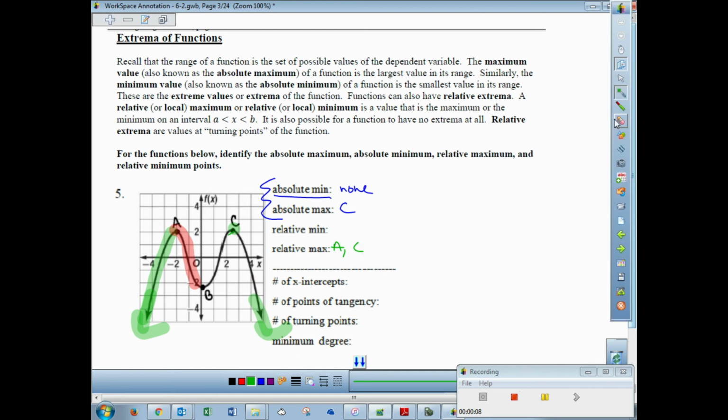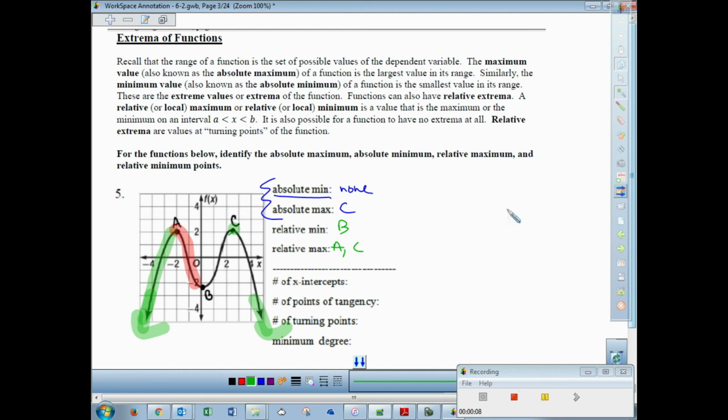Were there any relative minimums? A place where it goes from decreasing to increasing on this graph. B, right? There is a relative minimum there. It is not the absolute minimum of the graph, but it is a place where things bottom out and then it changes around. There is a turning point there. Cool with absolute versus relative.